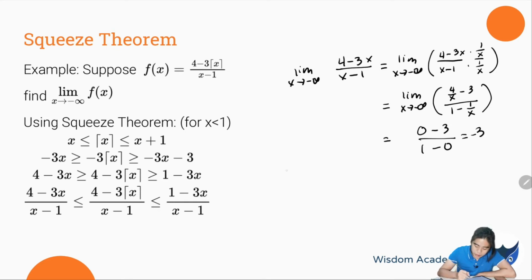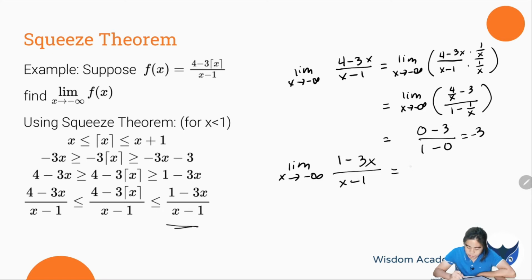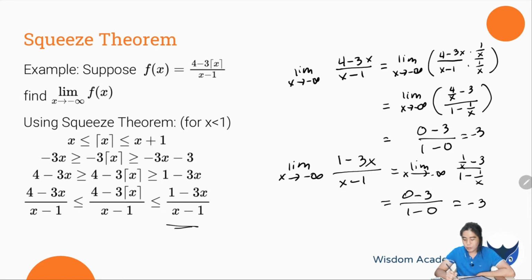So, we will do the same for the limit of x on this other equation. We multiply both the numerator and the denominator by the leading term. Directly substituting negative infinity, this will become 0 minus 3 over 1 minus 0, which will also become negative 3. And since the limit of this side is equal to the limit of this side, then the limit of f of x as x approaches negative infinity will also be equal to negative 3.